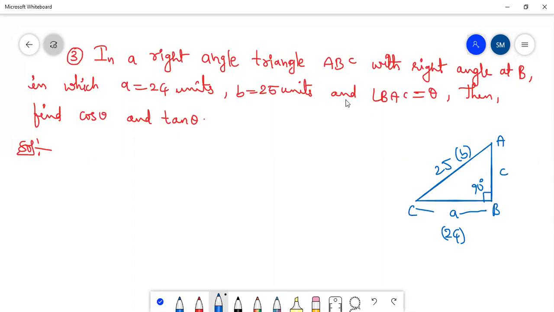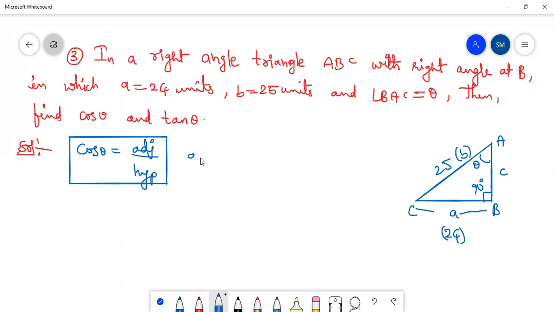Okay, here, angle BAC equal to theta. Here we are taking this is the theta angle. Then find cos theta and tan theta. The cos theta is equal to adjacent side by hypotenuse. This is the formula. And tan theta is equal to, the formula is opposite by adjacent sides.